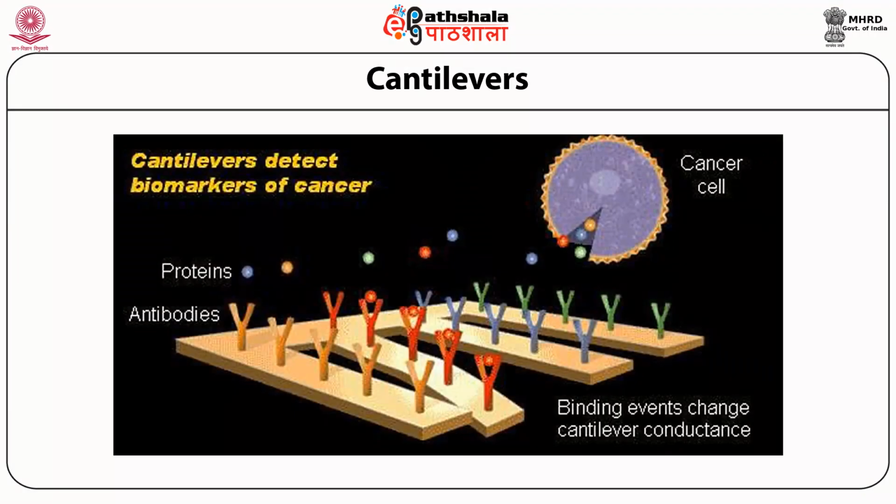So this picture is showing how a cantilever loaded with a specific antibody can detect the marker proteins from specific cancer cells. Like the blue colored antibodies, they are detecting the blue colored antigens released from the cancer cells, and red colored antibodies are binding with the red colored proteins being released from the cancer cells.